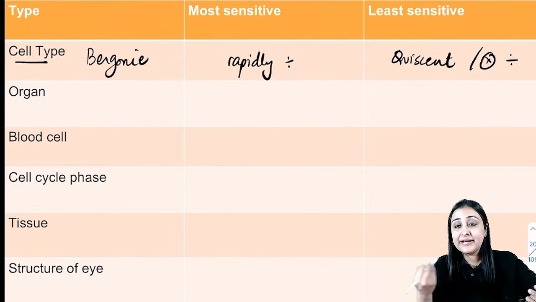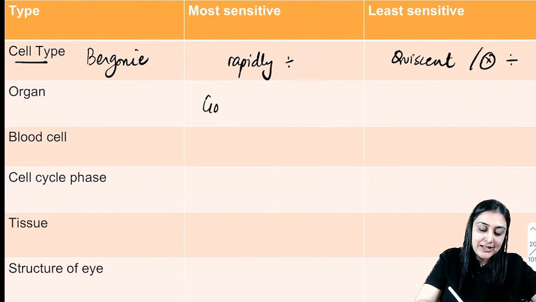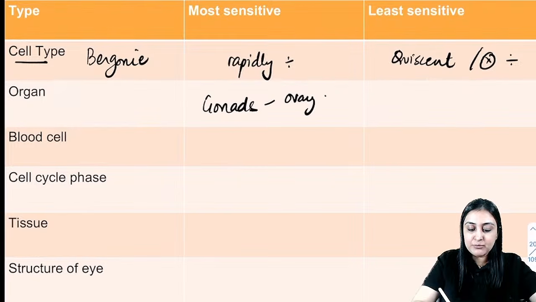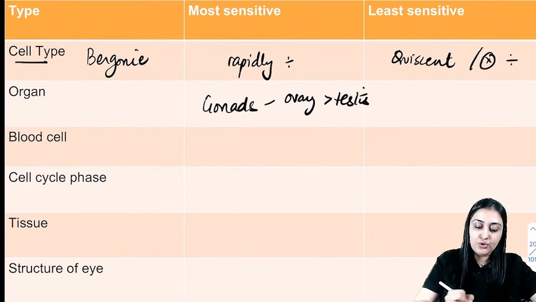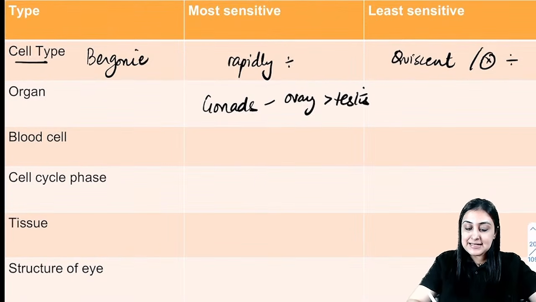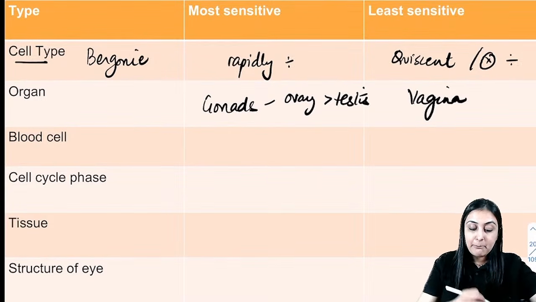Which is the organ where constantly cells are reproducing to form germ cells? Gonads, right? So gonads are the most sensitive organ. They ask in this, ovary more than testis? Yeah. So ovaries are more sensitive than testes. What about the least sensitive organ? Remember vagina, right? So vagina is a very well differentiated epithelium. It is least radiosensitive.